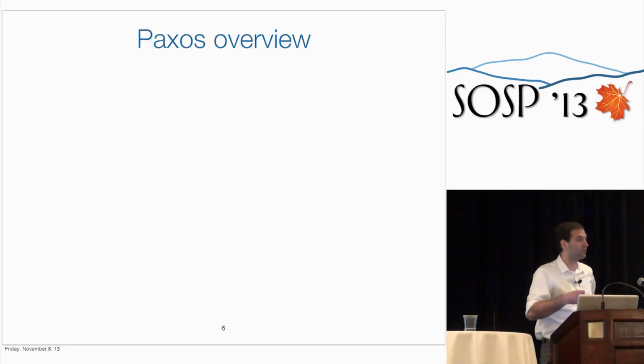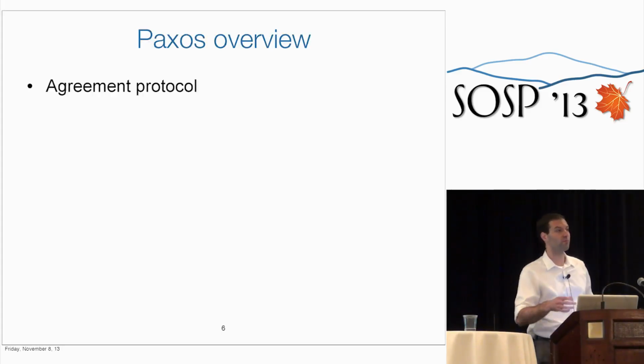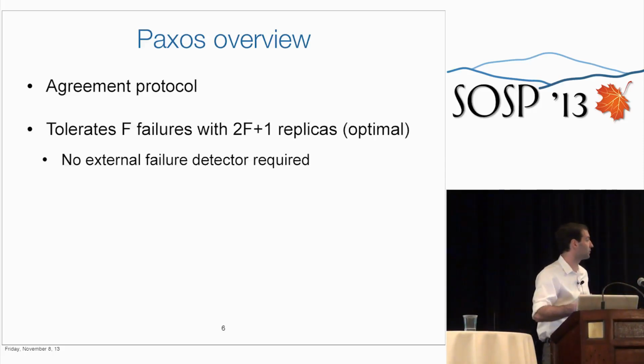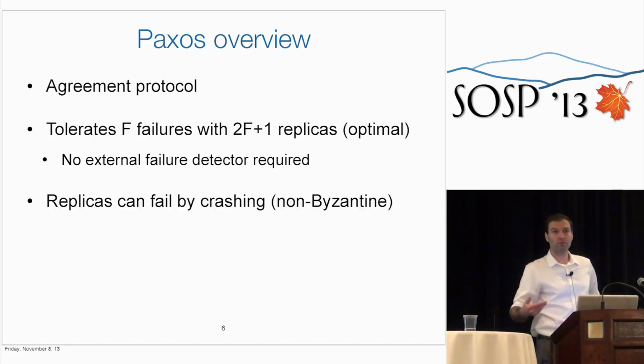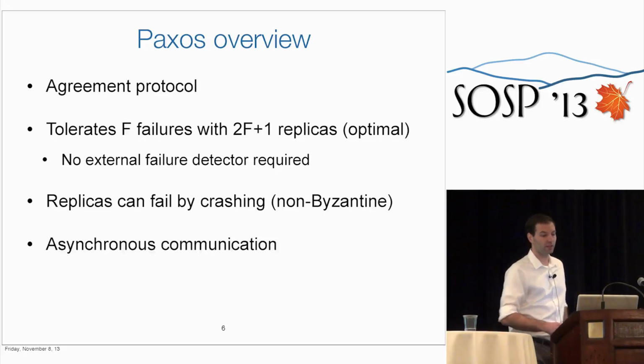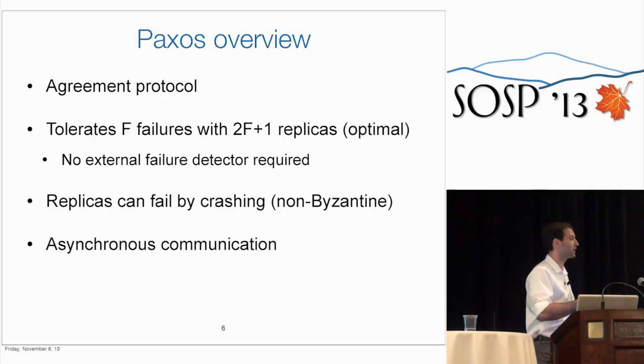Before I can describe our solution, it is useful to go through a quick overview of the Paxos protocol. So at its core, Paxos is an agreement protocol used by a set of distributed processes to agree on one thing. It tolerates F failures with 2F plus 1 total replicas, and that's optimal because we don't depend on external failure detectors. It handles only non-Byzantine failures, which is to say that machines can fail to reply for an indefinite amount of time, but they will not reply in ways that do not conform to the protocol. And finally, for Paxos to be safe, there's no synchronicity assumption that we have to make about communication.